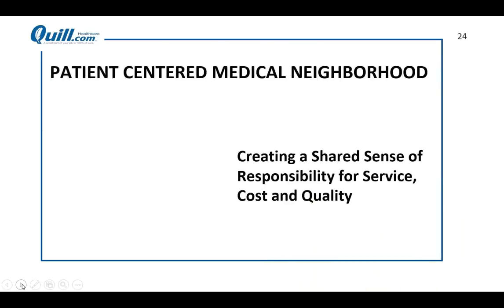So let's talk. I know on the phone we have lots of different types of practices. So I think more cogent to this group would be to talk about the interaction of all the different components in the medical neighborhood. So the key phrase here is somehow we have to work towards creating a shared sense of responsibility for service, cost, and quality. In the past, with our fragmented system and fee-for-service reimbursement, there's been very little incentive other than professionalism to do this shared sense of responsibility.